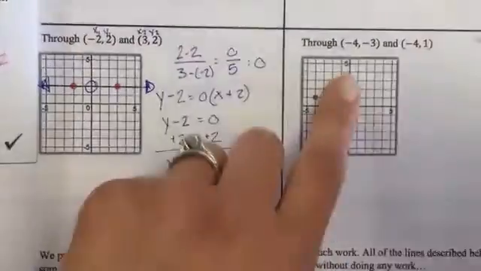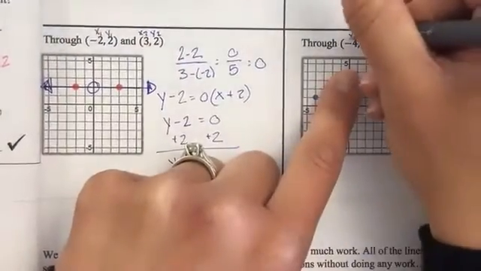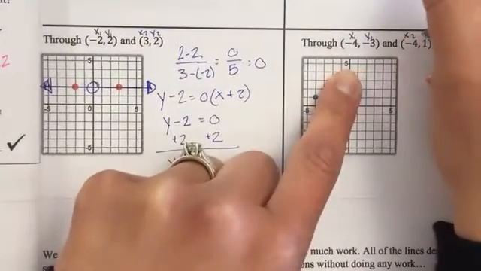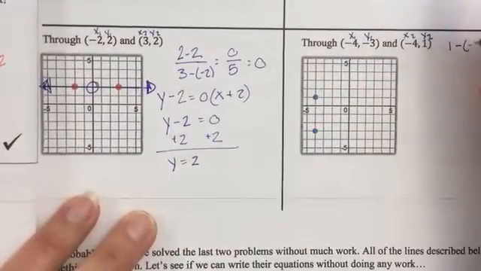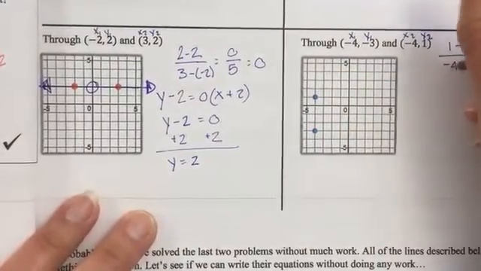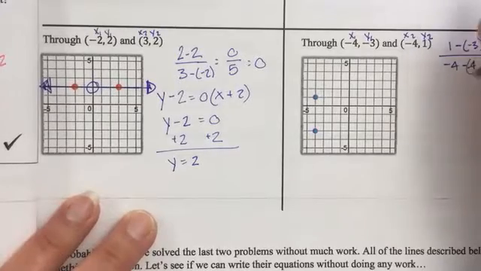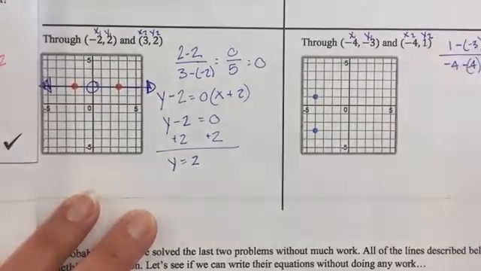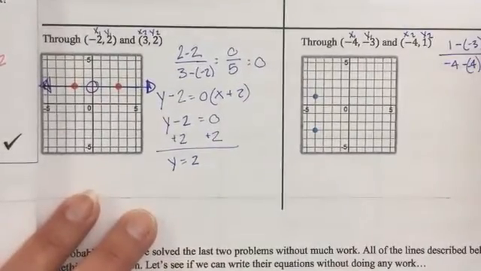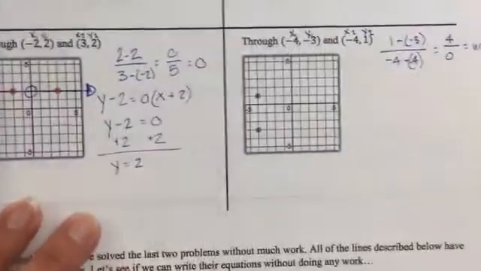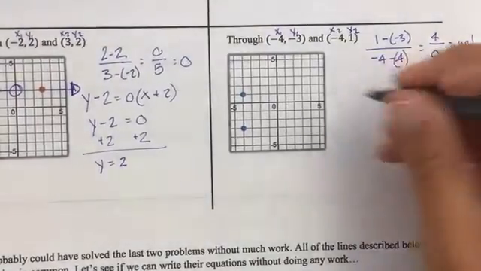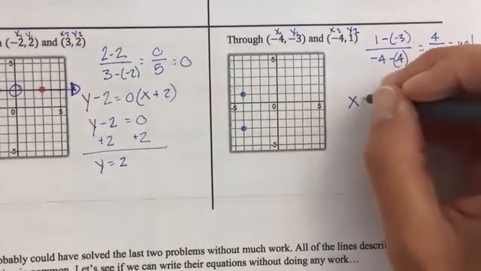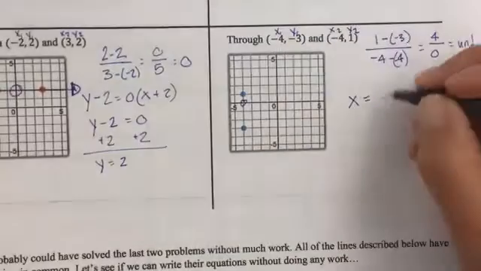Okay, your other one, x1, y1, x2, y2: 1 minus a negative 3 over negative 4 minus a negative 4. This turns out to be 4 over 0. Well, we know we can't divide by 0, so we get undefined. Okay? So right then and there, you should know that your equation is going to read x equals, where does it cross? Crosses at negative 4.